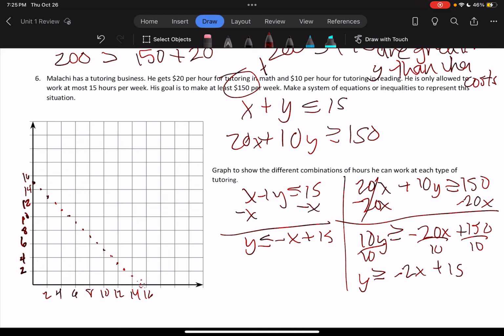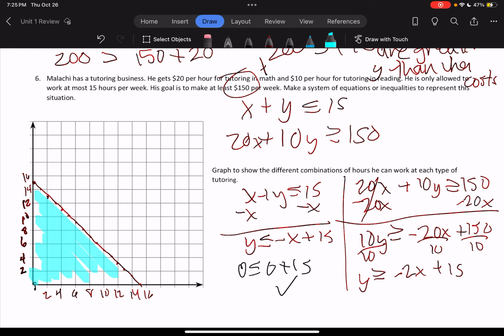So this is our graph, okay? And it is less than or equal to, so it's a solid line. And then we want to go ahead and shade. So if I plug in 0, 0 to see if that works, 0 is less than or equal to 0 plus 15. That is true. So in this case, I'm going to shade this side of the graph.